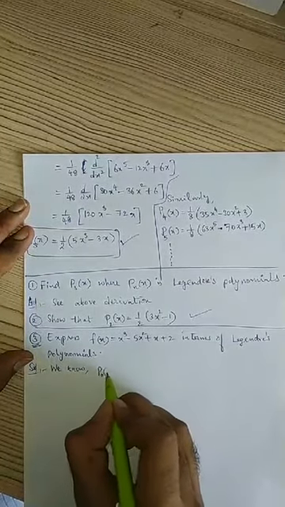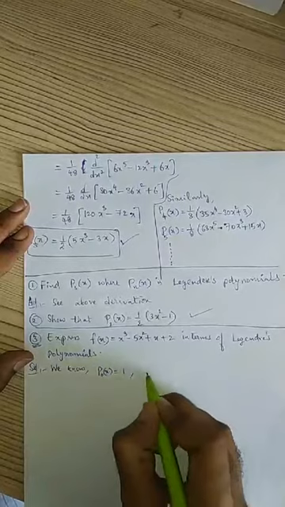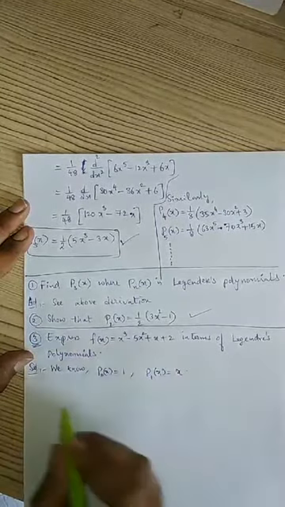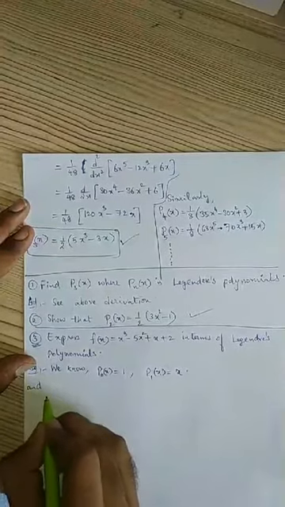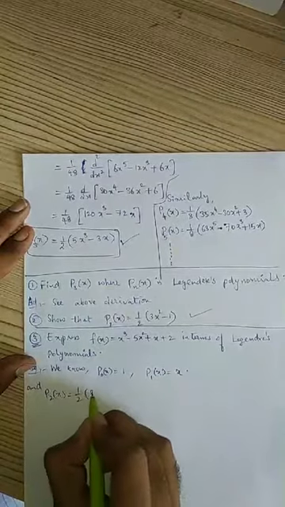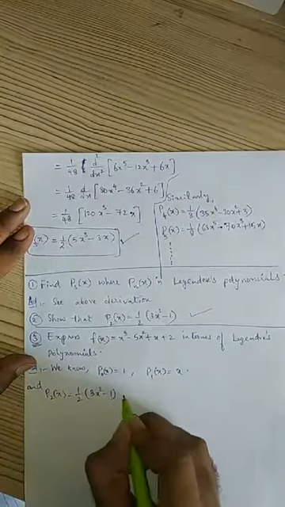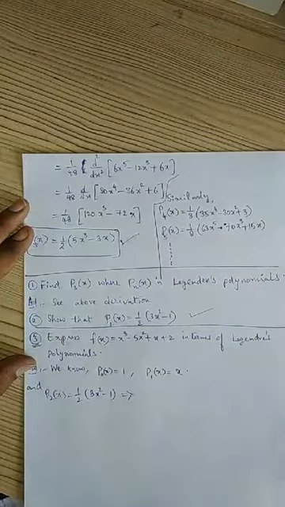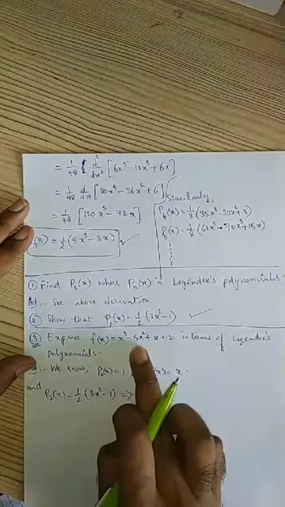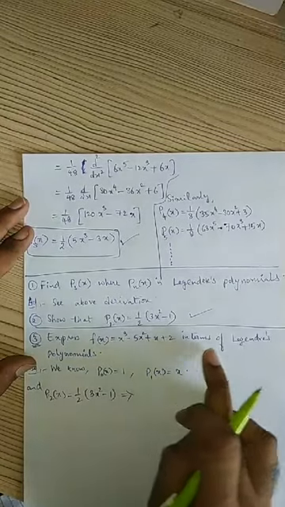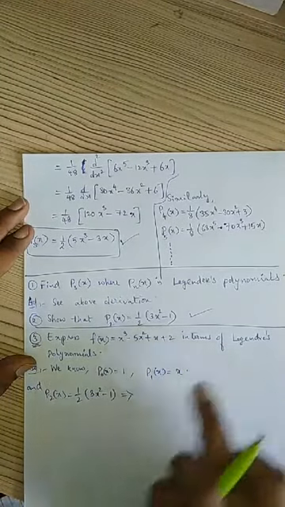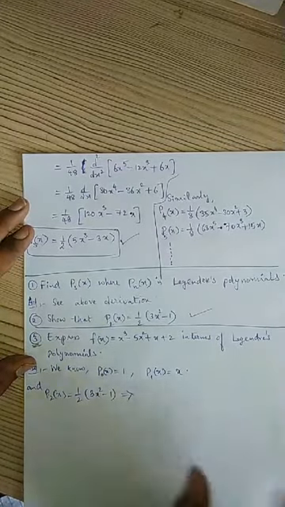What is P0 of x? It is 1. And what is P1 of x? It is x. And what is P2 of x? It is 1 by 2 into 3x square minus 1. So actually, if we want to express this x cube minus 5x square plus x plus 2 in terms of Legendre's polynomials, our final expression should be involving P0, P1, P2, P3 and so on.